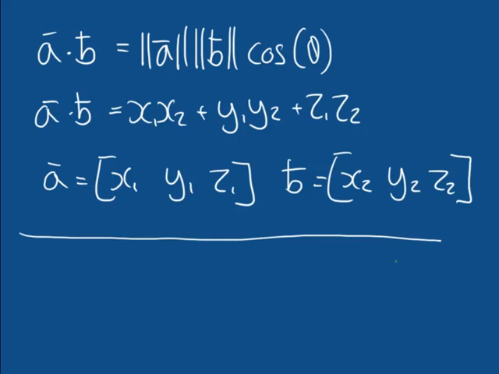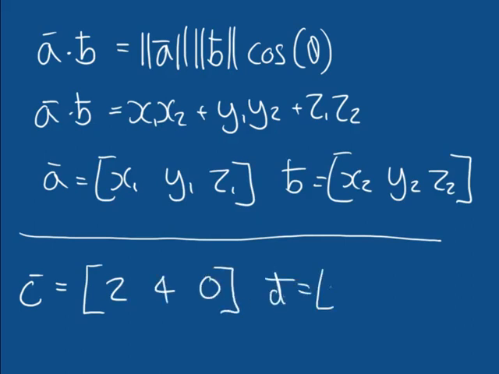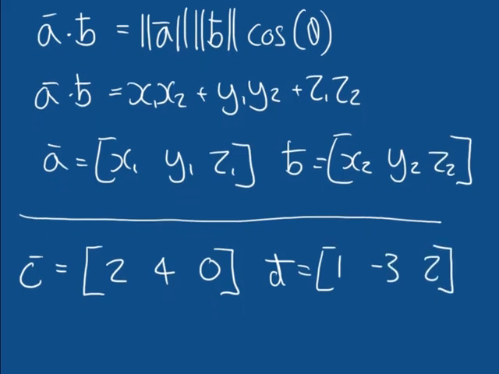So let's say that we had two vectors. Let's say I had a vector c that was equal to (2, 4, 0) and a vector d that is equal to (1, -3, 2). And let's say that I wanted to find the angle between these two vectors. Well, the first thing we can do, knowing the components of these vectors, is calculate the dot product between those two vectors by using the component definition of our dot product.